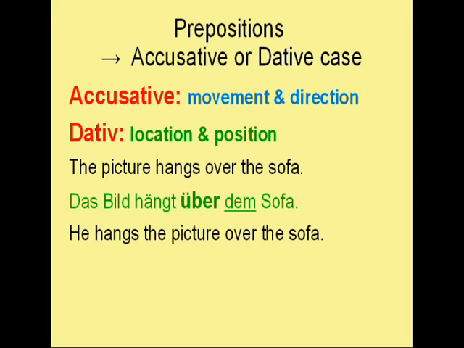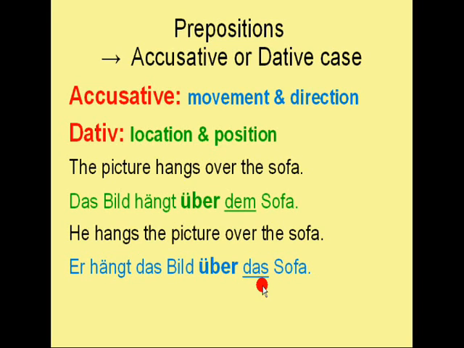What about he hangs the picture over the sofa? Does this imply movement and direction, or does this also imply location and position? This time it implies movement and direction. Therefore the sentence is in German in the accusative case. And over is again translated with über, and das is the definite article for neuter nouns in the accusative case. The sentence therefore reads, Er hängt das Bild über das Sofa.